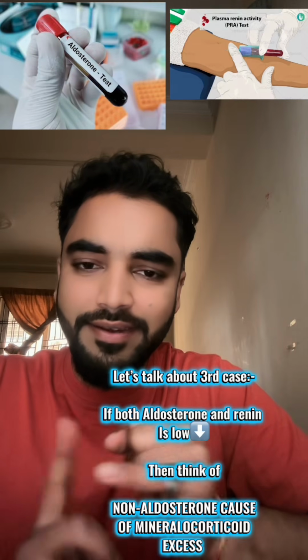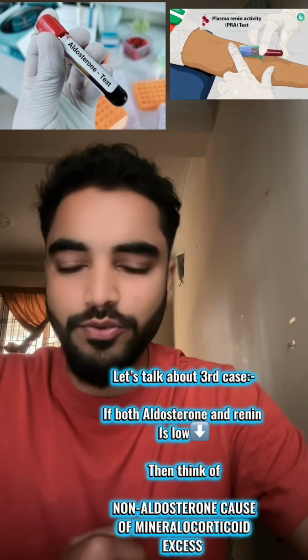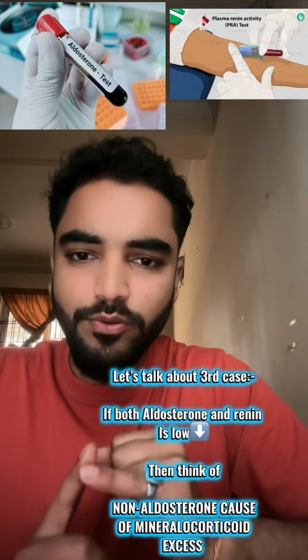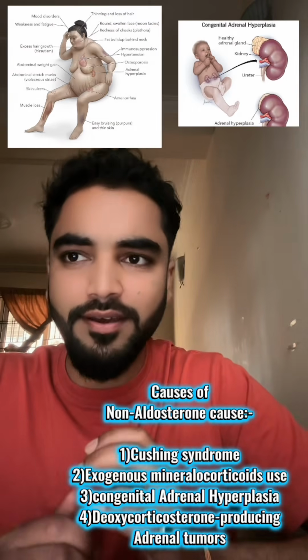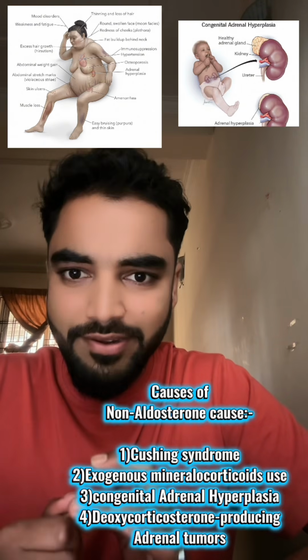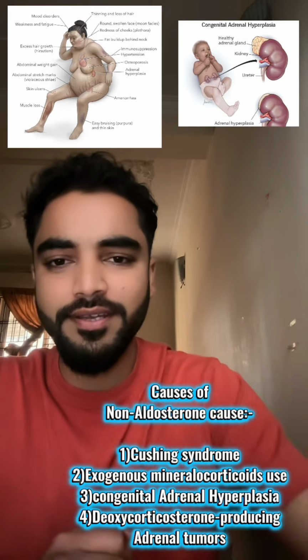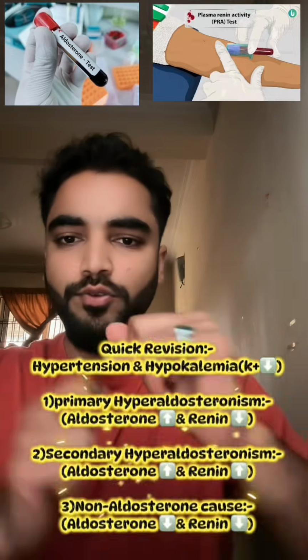Now let's talk about the third, that is the non-aldosterone cause. If both renin and aldosterone levels are low, then always think of a non-aldosterone cause. In this category, the causes include Cushing syndrome, exogenous mineralocorticoid use, congenital adrenal hyperplasia, and deoxycorticosterone producing adrenal tumors. So let's have a quick revision.